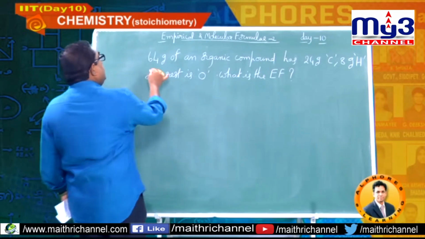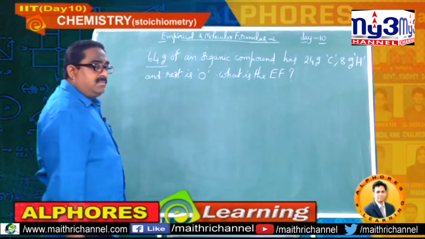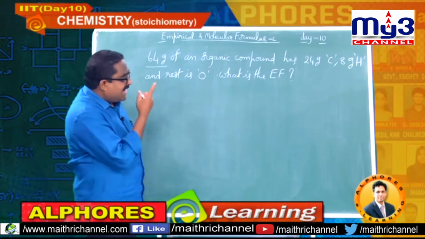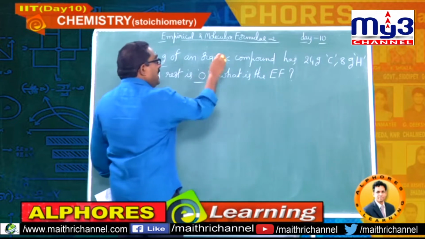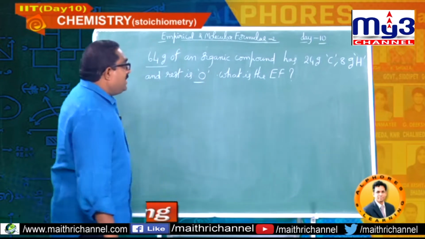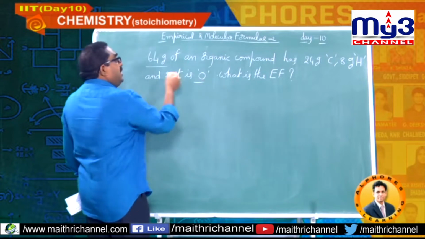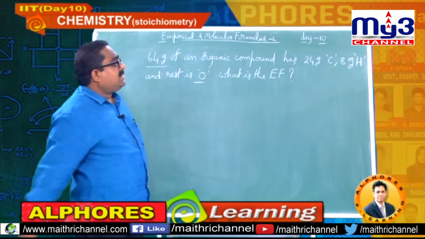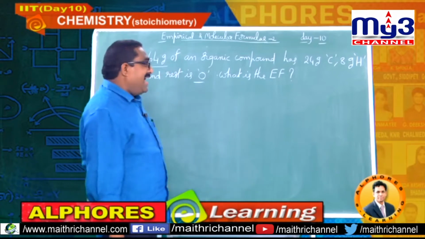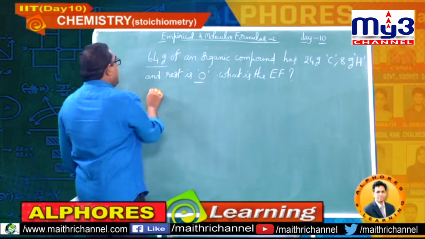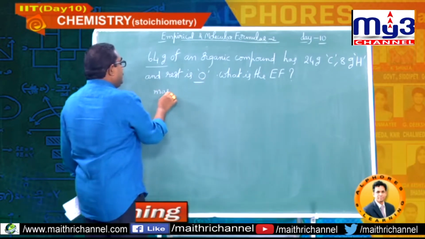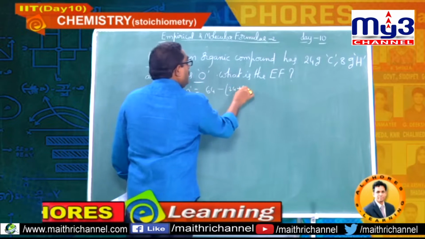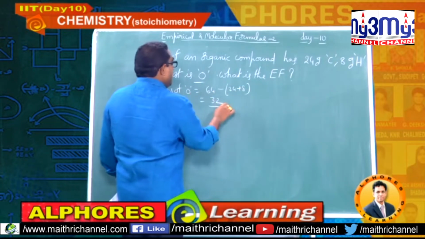He has given just the total mass of the organic compound, and indirectly he is saying that the organic compound contains carbon, hydrogen, and oxygen as well. Let me calculate the mass of oxygen present in this 64, because he has given the masses of both carbon and hydrogen here. Weight of oxygen is equal to 64 minus (24 plus 8), that is 32.